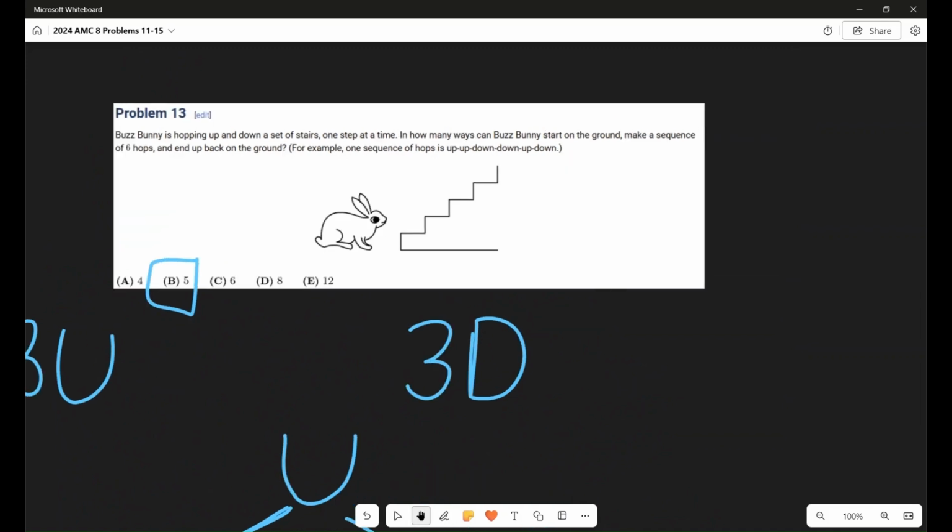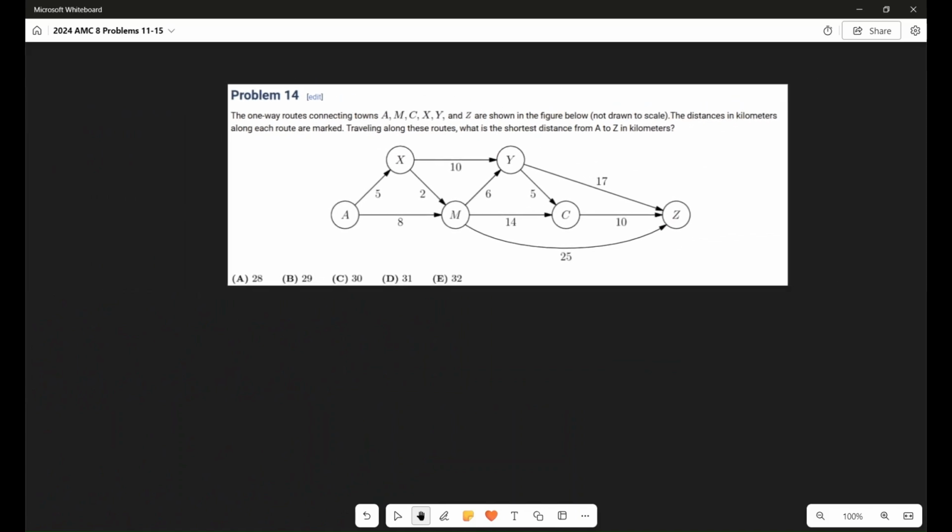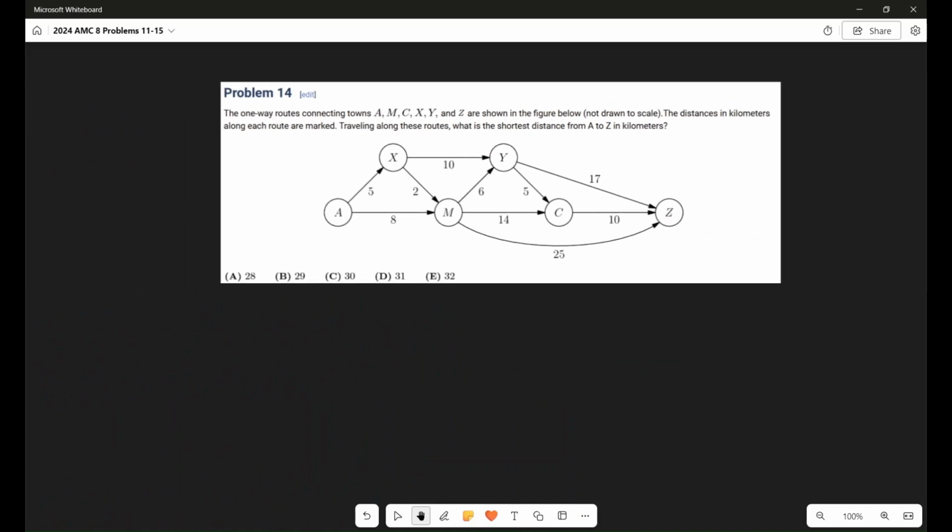Now, on to the next one. Problem 14. The one-way routes connecting towns A, M, C, X, Y, Z are shown in the figure below and not drawn to scale. The distances in kilometers along each route are marked. Traveling along these routes, what is the shortest distance from A to Z in kilometers?